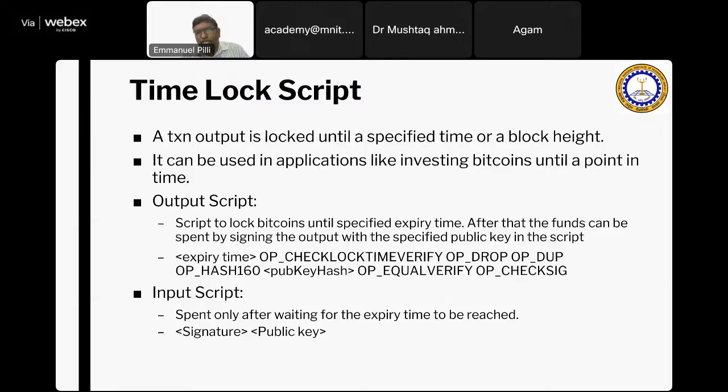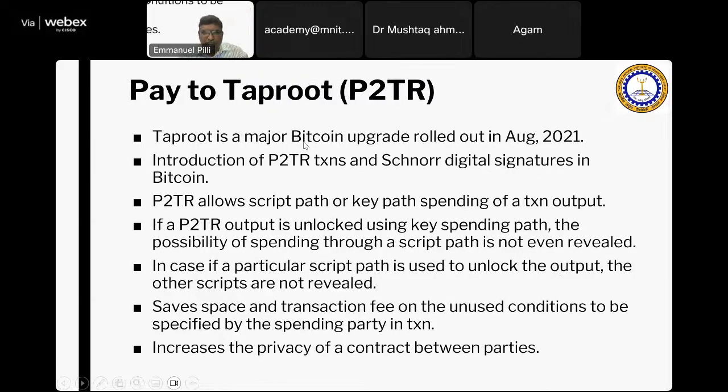The script to lock Bitcoins until a specified expiry time. After that, the funds can be spent by signing the output with the specified public key. So it's called a time lock script. Spent only after waiting for the expiry time. So you have the signature and the public key in the input script. So that's all. And when it goes, it checks the time, and then you can get it, right?